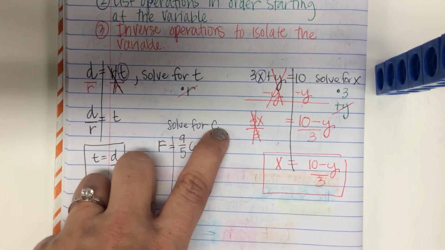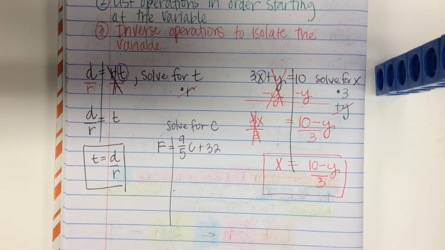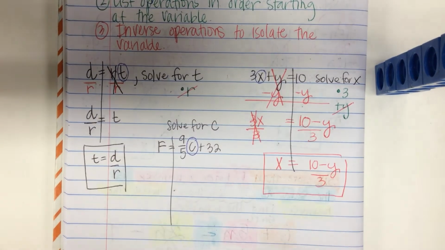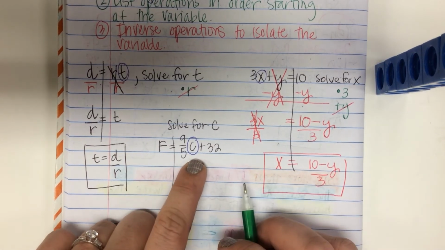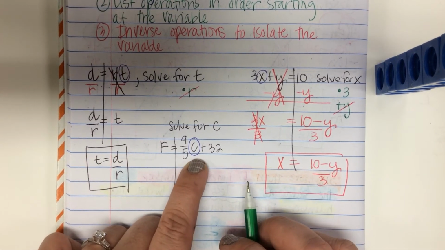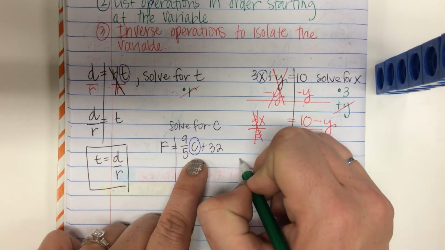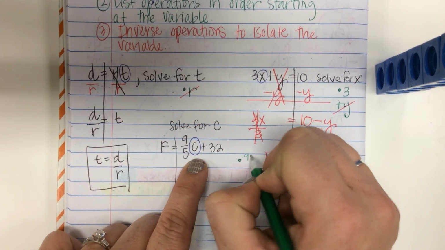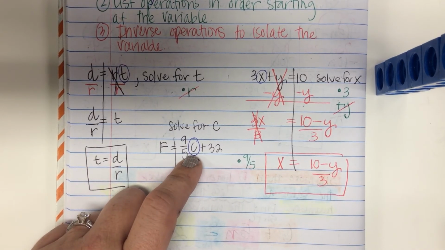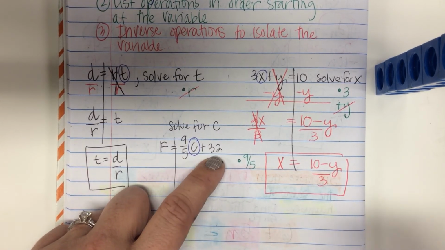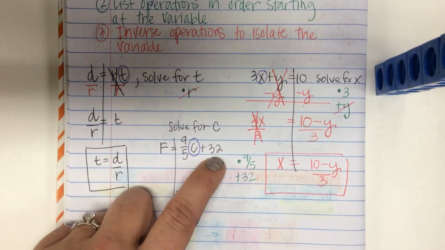So we're going to solve for C. We're going to solve for Celsius. So I'm going to circle C. And let's make a list of what's happening. What is happening to the variable C? Multiplied. William, what's it multiplied by? 9/5. And then after you multiply by 9/5, then what do you do? You add plus 32.